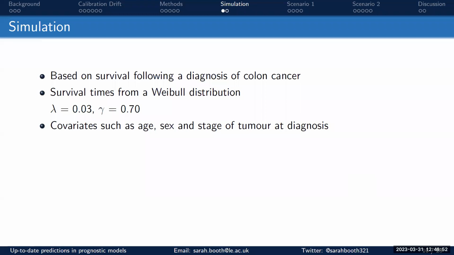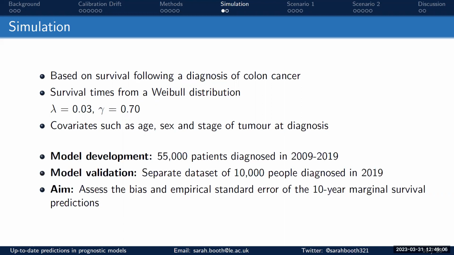So we assessed this using a simulation study, and it's quite a simplistic one. We assumed that the survival times were from a Weibull distribution, and we simulated a few different covariates such as age and stage of tumour at diagnosis. And then we simulated a model development data set using patients diagnosed from 2009 to 2019, which is about 55,000 patients. And then we also had a model validation data set, which was a separate data set of 10,000 people who were diagnosed in 2019. And our aim was to try and assess the bias and the empirical standard error of the 10-year marginal survival predictions.